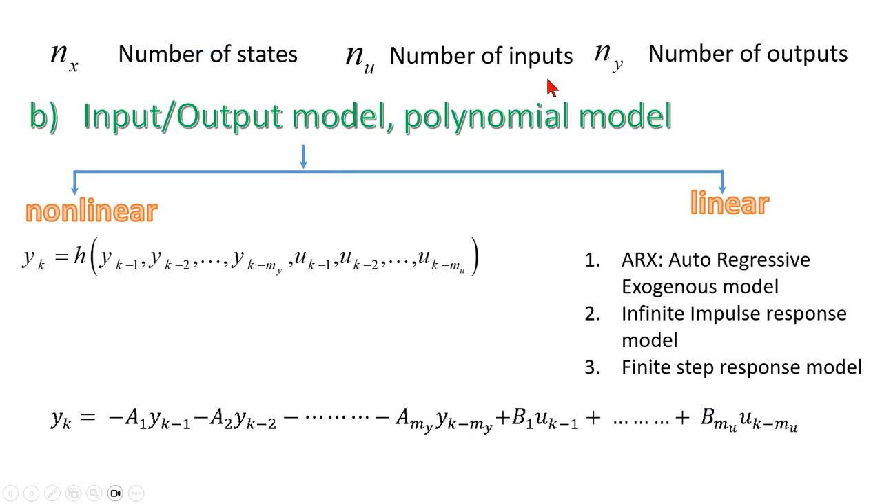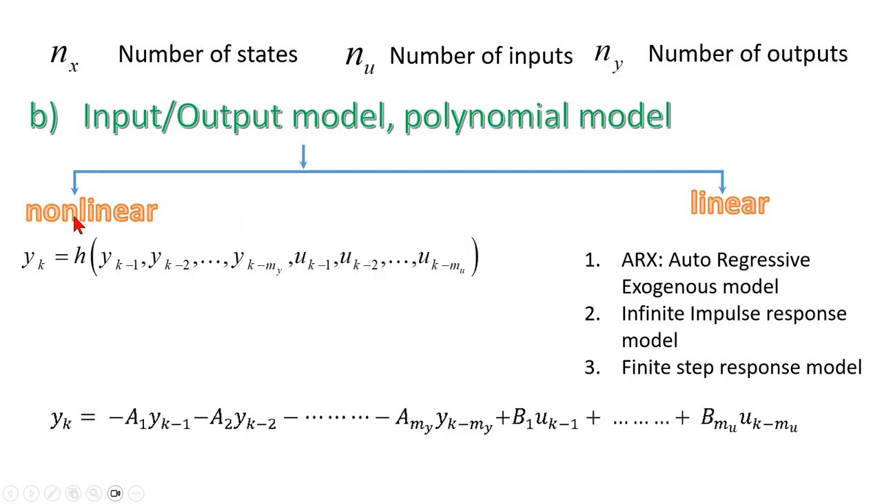Now that we have looked into the discrete time state space model, let us also look into input-output, or polynomial models. They are also discrete time models. The polynomial models can be both linear as well as nonlinear. The polynomial model can be expressed as follows.